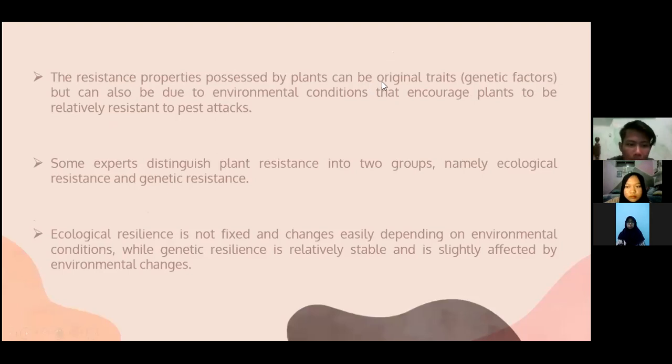The resistant properties possessed by plants can be original traits, genetic factors, but can also be due to environmental conditions that encourage plants to be relatively resistant to pest attacks. Some experts distinguish plant resistance into two groups, namely ecological resistance and genetic resistance. Ecological resistance is not fixed and changes easily depending on environmental conditions, while genetic resistance is relatively stable and is slightly affected by environmental change.